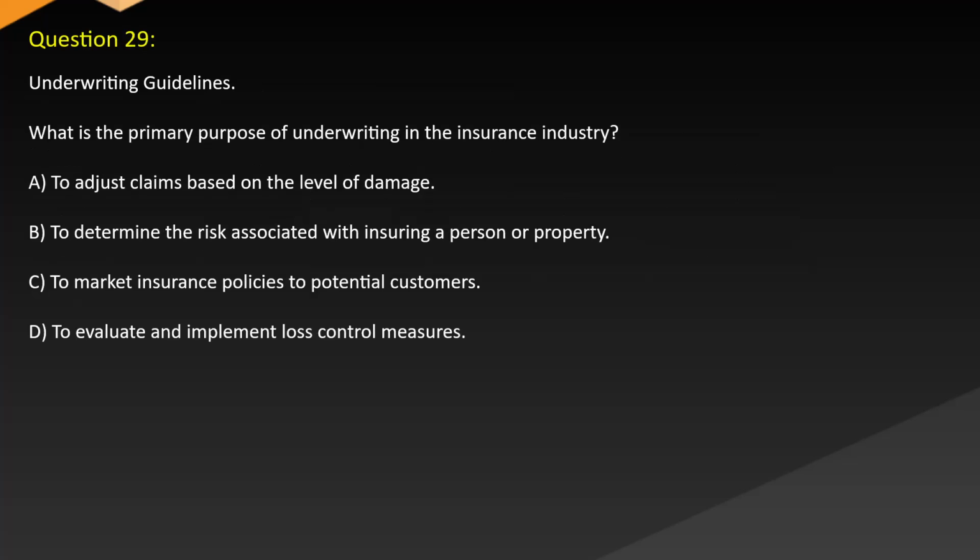Question 29. Underwriting guidelines. What is the primary purpose of underwriting in the insurance industry? A. To adjust claims based on the level of damage. B. To determine the risk associated with insuring a person or property. C. To market insurance policies to potential customers. D. To evaluate and implement loss control measures.